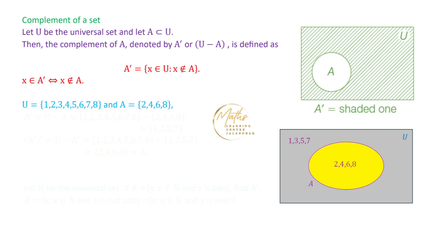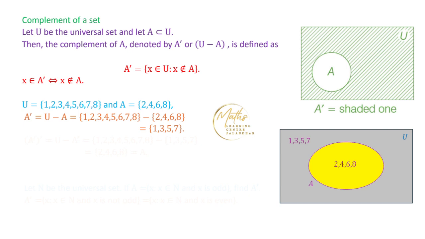Now the complement of this set A means we are talking about those elements of U which are not present in A. So those elements are 1, 3, 5 and 7. So we are saying the complement of A is equal to U minus A. U minus A means those elements of the universal set which are not present in A. So we obtain the answer in this form.